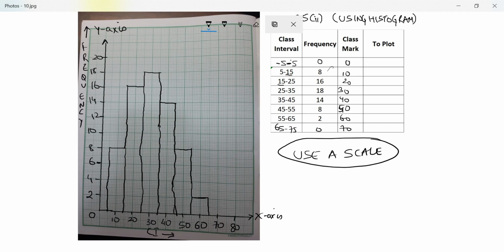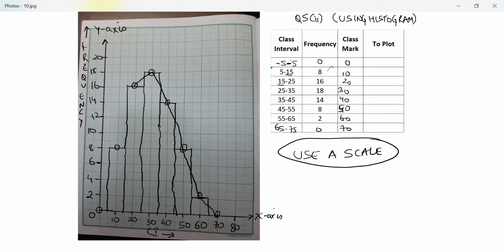Next, we need to plot the frequency polygon, which means I look at the midpoint of each of the bars. So here, these are the midpoints that I'm marking. And I notice that I have to draw one in advance before the first class interval and one after the last class interval. So here I join them using a scale. You will join this using a scale.